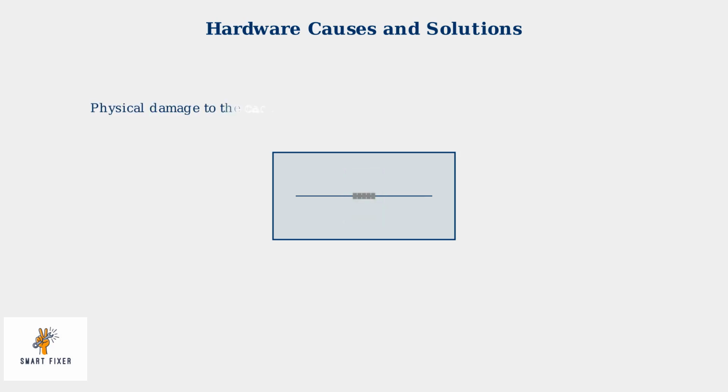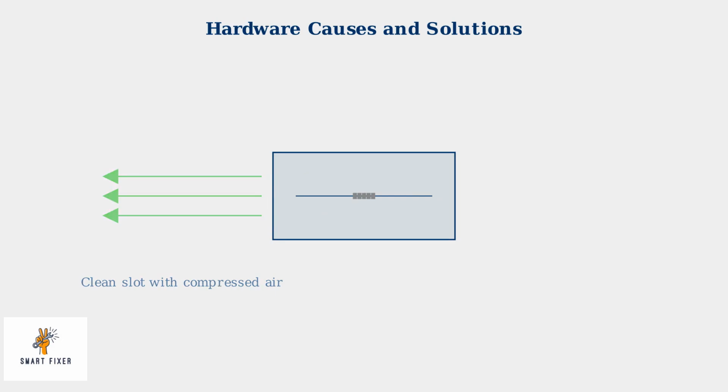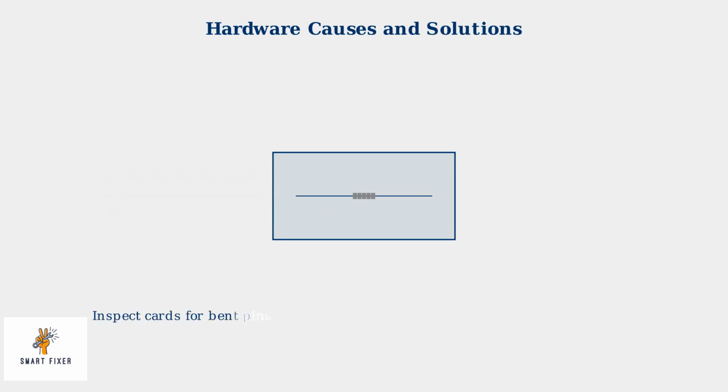The game card slot relies on precise electrical contacts to read data from the card. Common hardware causes include physical damage to the card, such as bent pins. Misaligned or corroded contact pins within the slot can also prevent reading. Dust and debris can obstruct the slot. To solve these issues, use compressed air to gently clean the card slot. Inspect your game cards for any physical damage, such as bent pins.